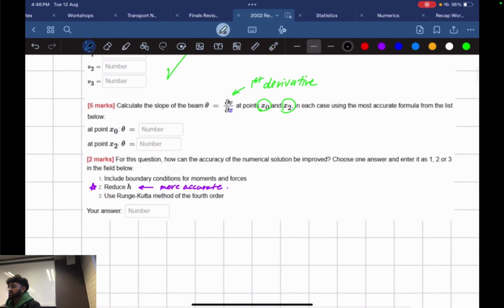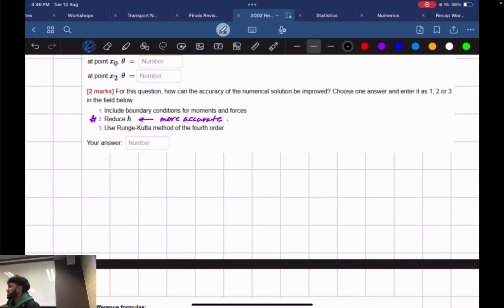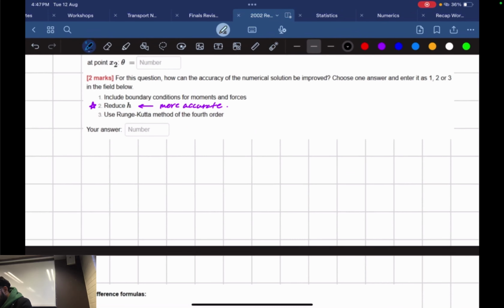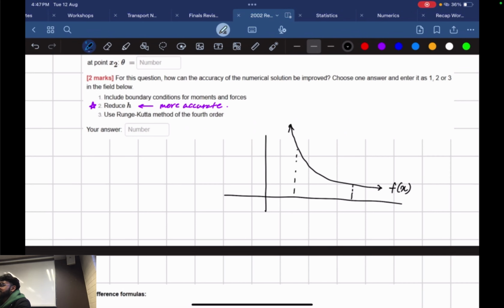I'm going to go back to first principles of differentiation from 2-unit math. I'll try my best. Let's say we have a curve like this, f of x. I'm explaining why reducing h gives us a more accurate answer. I'm trying to help you.